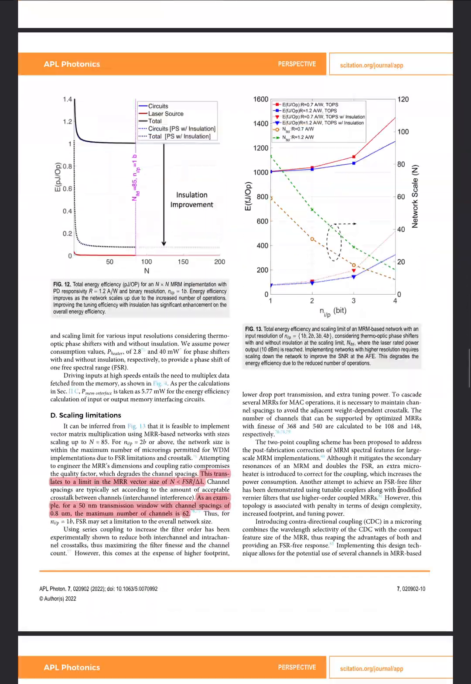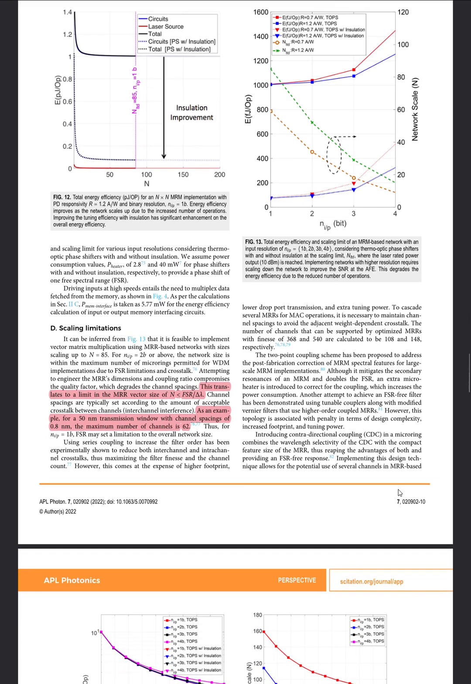Next are the scaling limitations. Engineering the microring resonator dimensions and coupling ratio compromises the quality factor. This degrades the channel spacings, and there is a limit to microring resonator vector size. The next point is series coupling can reduce interchannel and intra-channel crosstalks. This maximizes the channel count and filter finesse. It has a higher footprint and a lower drop port transmission, but it requires extra tuning power.